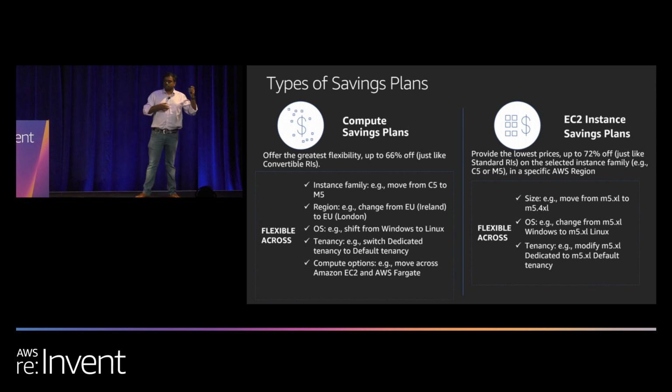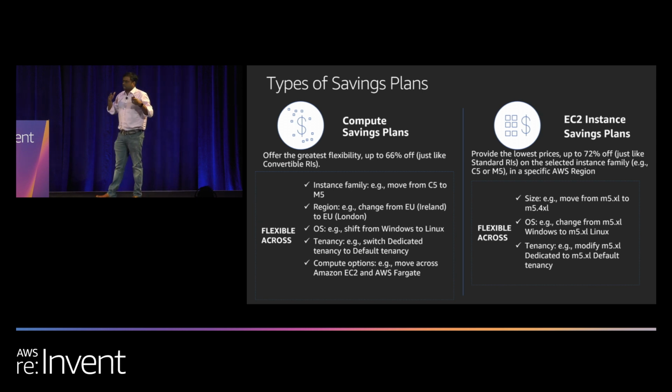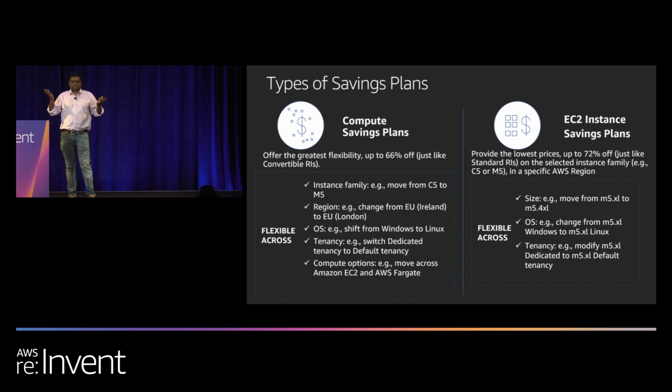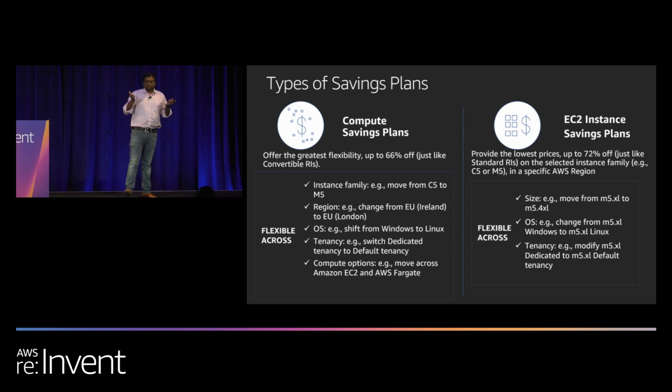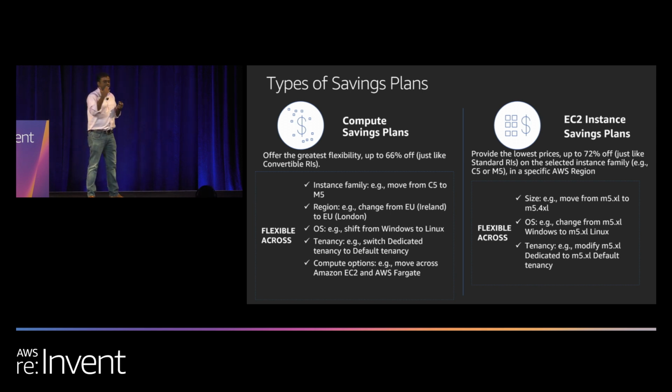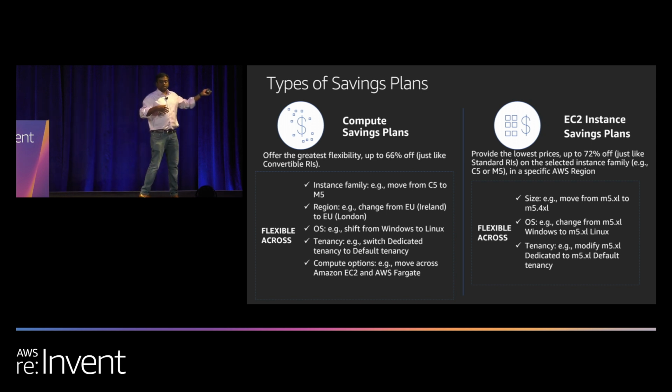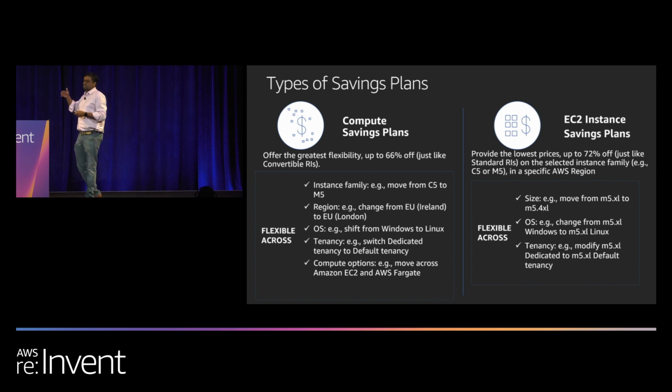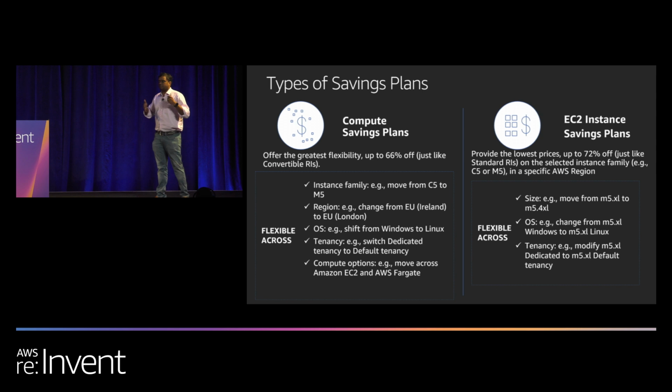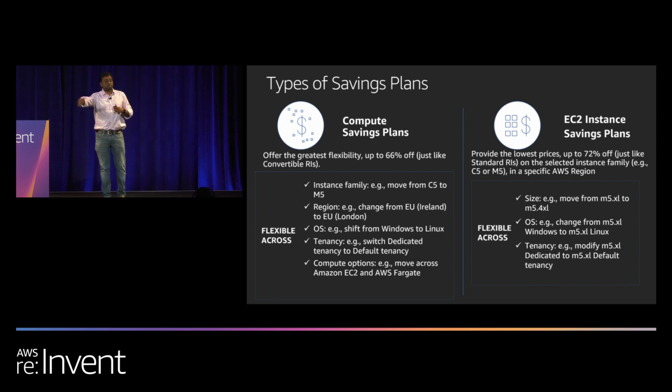You can move from EU Ireland to EU London, either because of latency reasons or because there's been some change in regulation in your industry. You can change across regions as well. You can shift from Windows to Linux. You can move from dedicated instances to default tenancy instances to dedicated hosts. You can also move from EC2 to Fargate, because this also provides a savings on Fargate. And coming next year, compute savings plans will also apply to Lambda. We're not committing to a discount at this point in time, just saying that you can use your compute savings plans to pay for Lambda usage at current prices. So that gives you even more flexibility now.